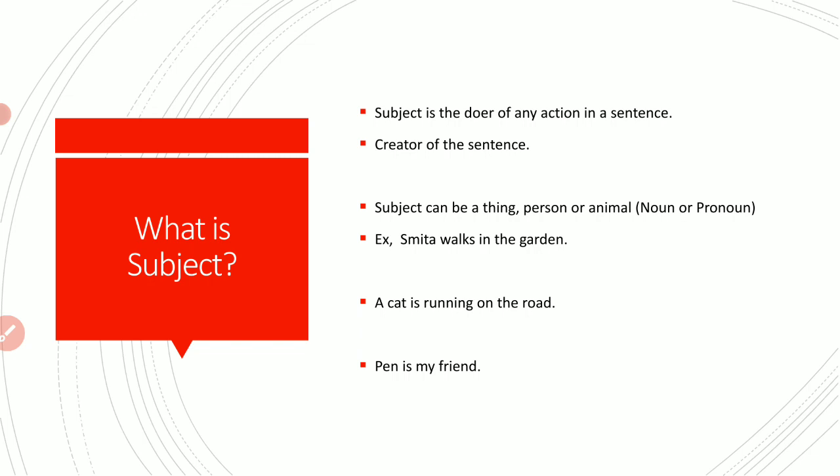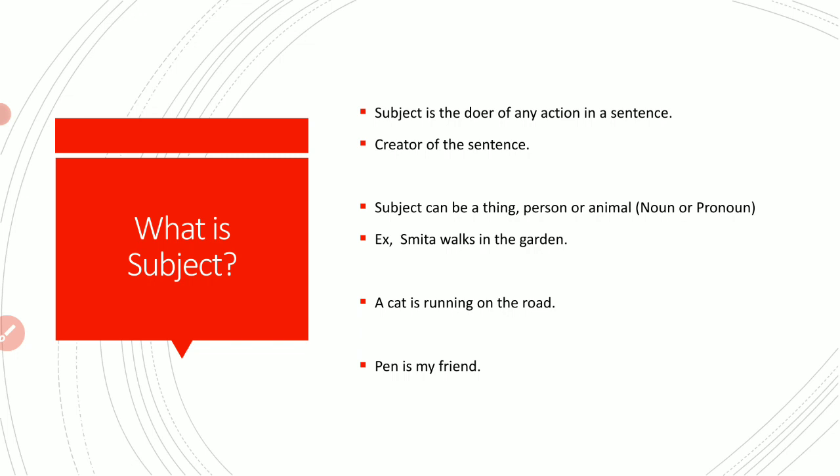Let us take an example. So when I say subject can be a thing, then we can say pen is my friend. When I write down this sentence, pen is my friend, pen is a what? Pen is a thing. And in this sentence, who is the head or who is actually the creator of this sentence? That is pen. Okay, without pen there is no sentence or there is no meaning. For this reason, pen is the subject over here.